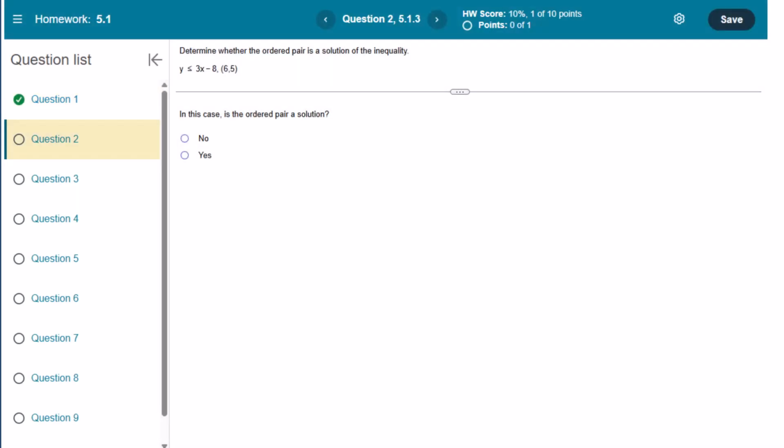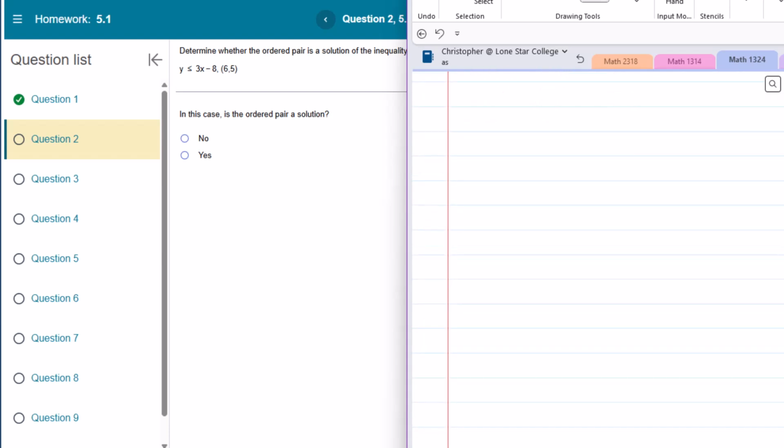Question 2, we have an inequality and they want to know, does that point satisfy the inequality, yes or no? So let's see here. I've got the inequality y less than or equal to 3x minus 8. And I want to know, does this point satisfy it, yes or no? Well, again, let's find out. So x is 6 and y is 5.